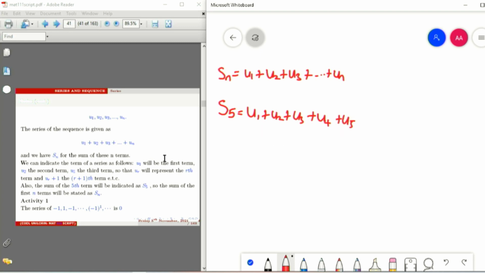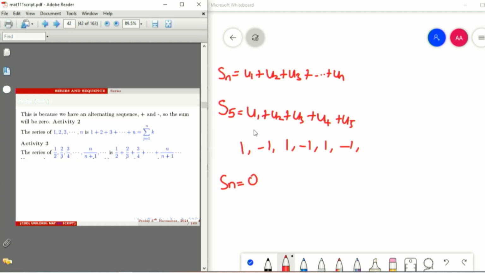Our first activity, the series -1 raised to the power of up until 1 is 0. So if we have our series to consist of numbers 1, -1, 1, -1, 1, -1, okay, and we just keep going, this is an alternating series. We'll find out that the sum of this series, Sn, would always be 0. This is because we have an alternating sequence from the positive number and the negative number, okay.